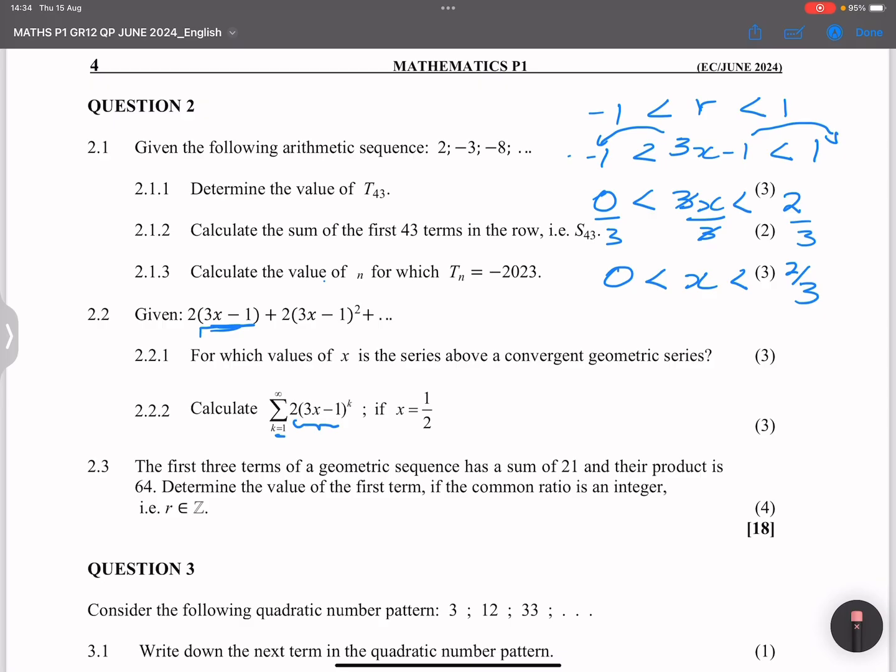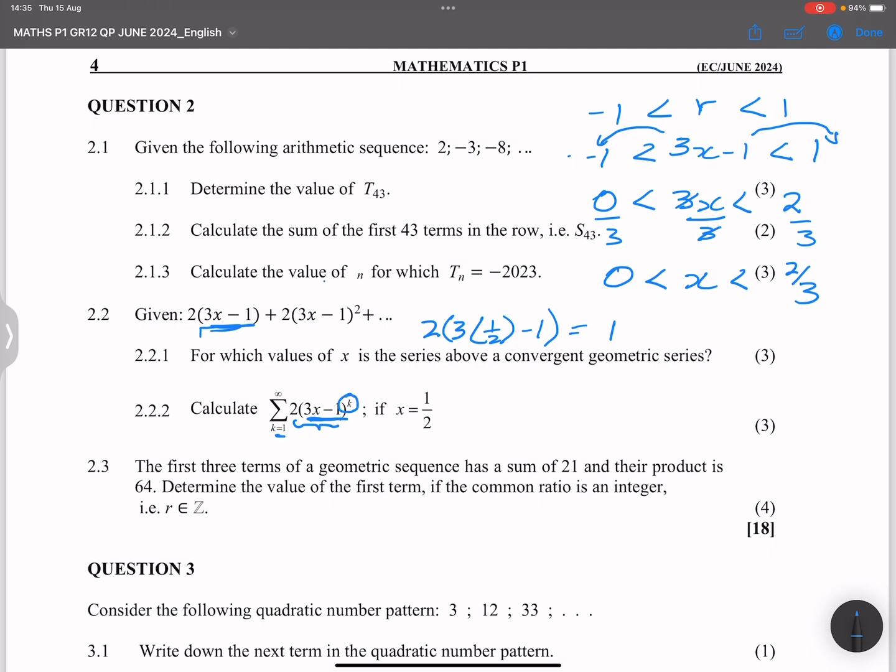So that means that we're going to have 2 times (3 times 1 over 2 minus 1). And what does that give us? That's 3 over 2 minus 1, which will give us 1 over 2. If we multiply that by 2, that gives us 1. Now, ladies and gents, please note that we are simply going to multiply that into our bracket. We are raising this to the exponent k.